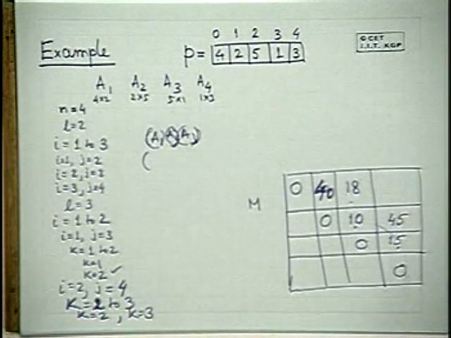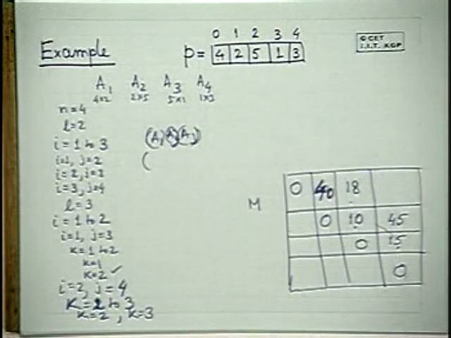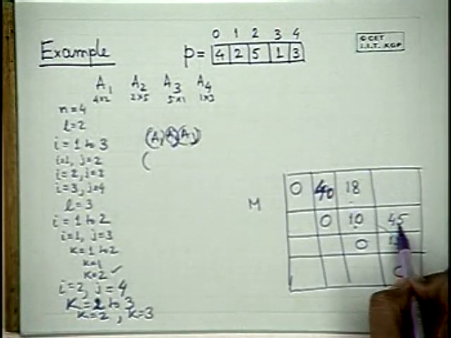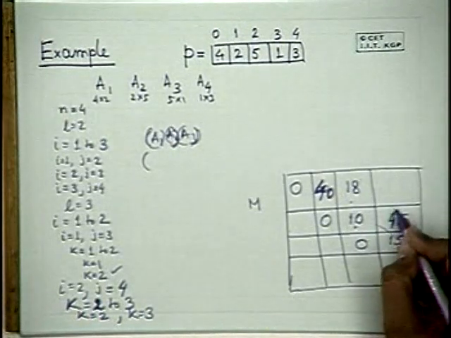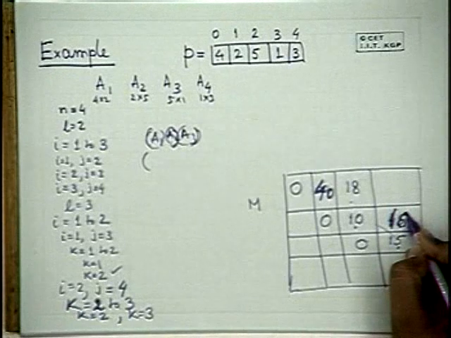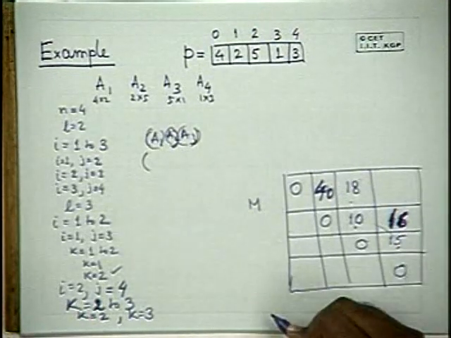This must be 6. So 10 plus 6 is 16. Now 16 is less than this 45. So this will be updated now. So 45 will be updated and this will become 16 now.